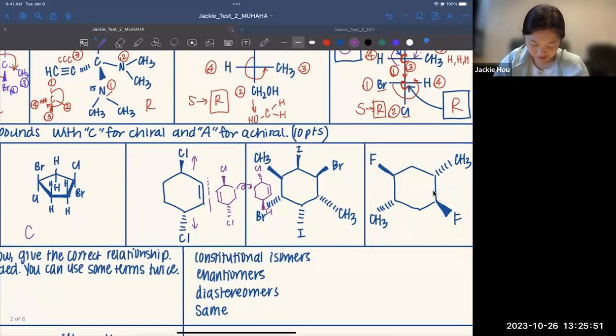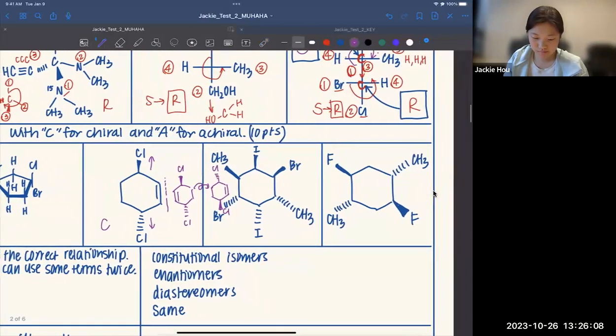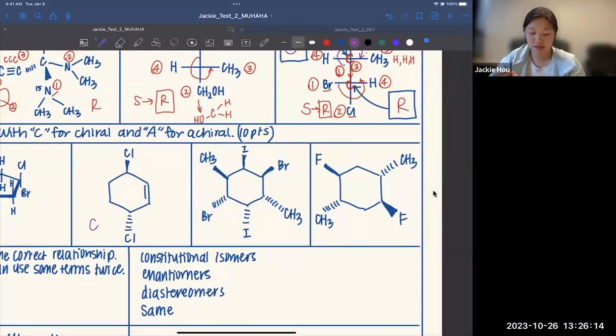Sorry, it's a little crowded. But you can tell that these two chlorines are not the same and these two chlorines are not the same. So this is going to be a chiral compound. You want all your stereocenters to not be the same, and then that makes it a chiral compound because essentially the mirror image is non-superimposable.